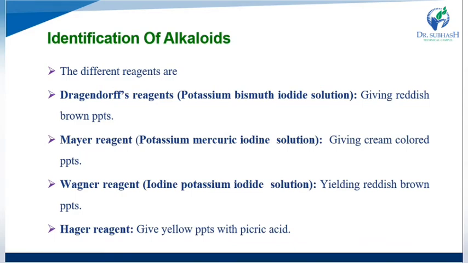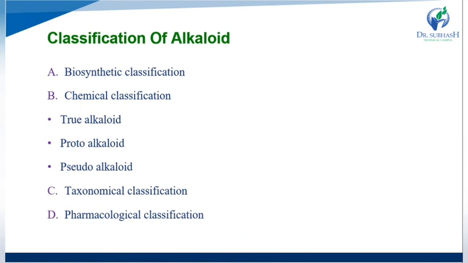Then Wagner's reagent contains iodine potassium iodide solution, and it gives a reddish brown precipitate. Then Hager's reagent gives a yellow precipitate with picric acid. Now we see the classification of the alkaloids. There are mainly four classes of alkaloids.